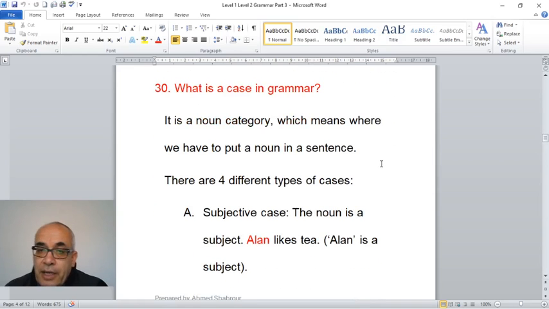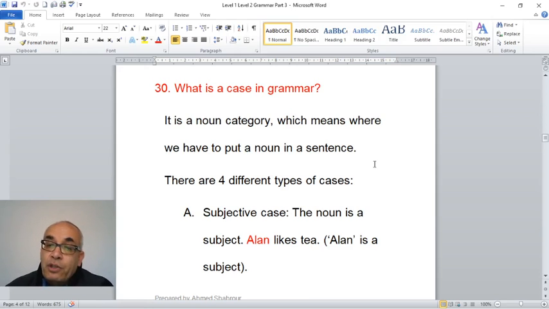Now 30, what is a case in a grammar? It's a noun category. Remember I explained, I said grammatical mood is a verb category, but a case is a noun category. So we are speaking about the second important part of speech, or if you want, the second content word. So a case, what is a case in a grammar? It is a noun category, which means where we have to put a noun in a sentence.